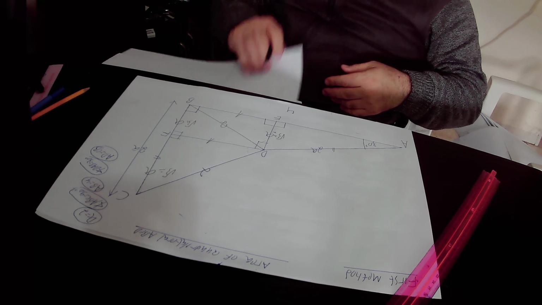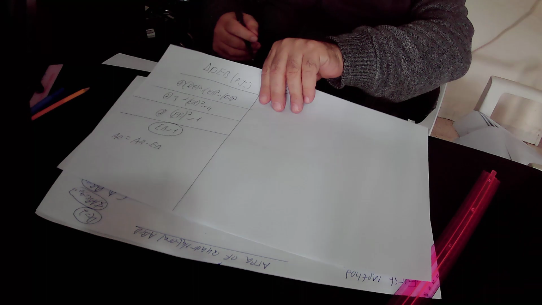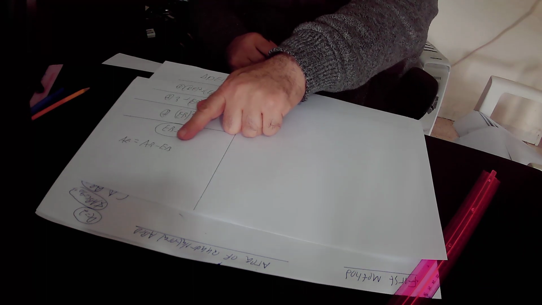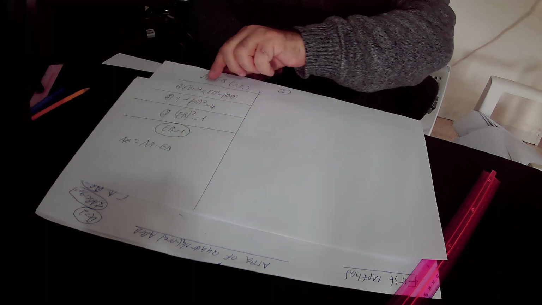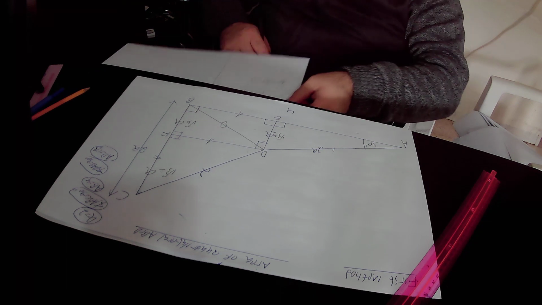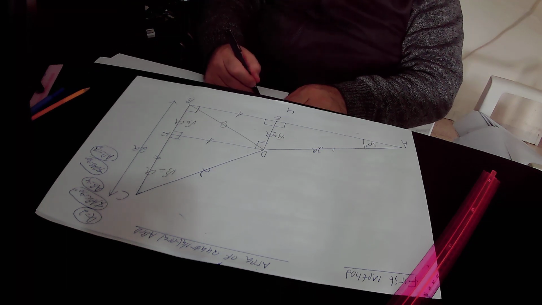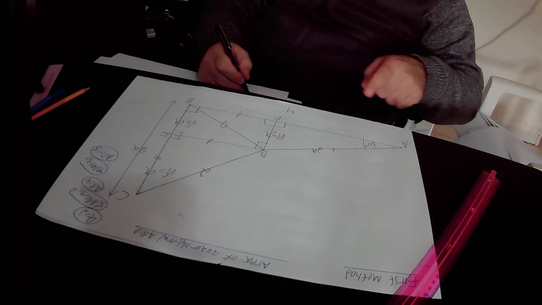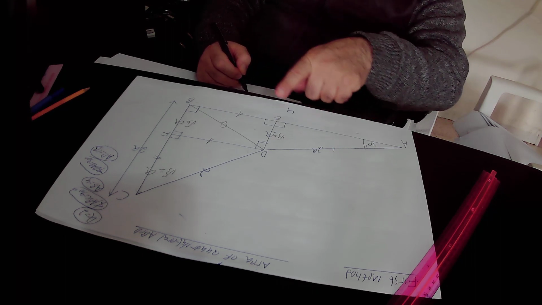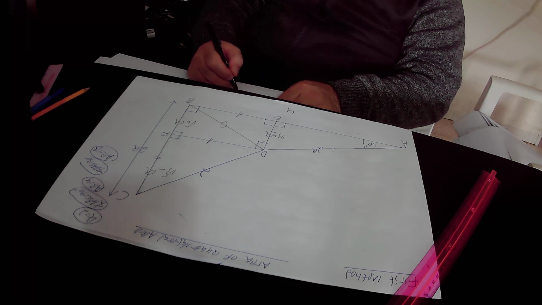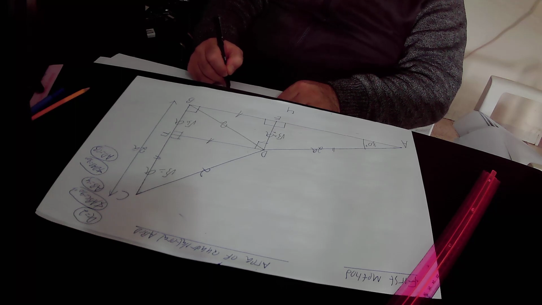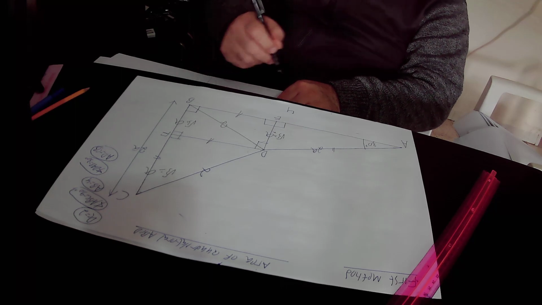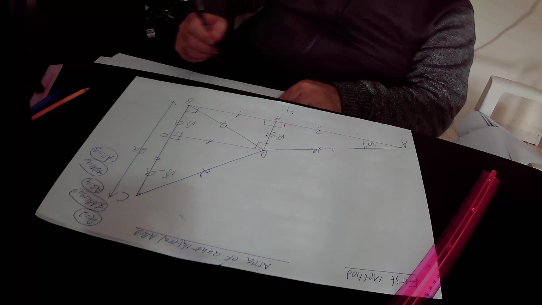I'll repeat again. AE equals AB minus EB. So AE equals AB, AB is 4 units, minus EB. EB is 1 unit. So AE equals 4 minus 1, that is to say AE equals 3 units. So we found that AE equals 3 units.